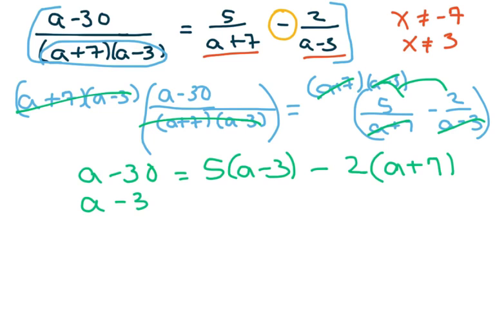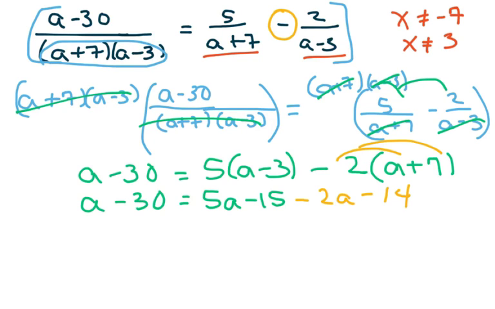You get a minus 30 equals 5a minus 15. Make sure here you distribute the negative or you're going to get the wrong answer. So it's minus 2a minus 14, not plus 14. Now I'm going to clean this up. A minus 30 equals 3a minus 29.